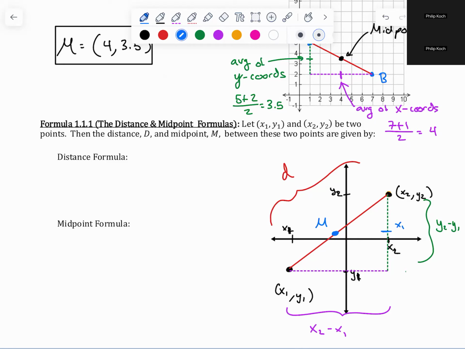This is going to be x sub 1 plus x sub 2 divided by 2, or sorry, y sub 1. And this will be x sub 1 plus x sub 2 divided by 2. The averages of the x coordinates and the averages of the y coordinates. That gives you the midpoint. So we have the two formulas in question.